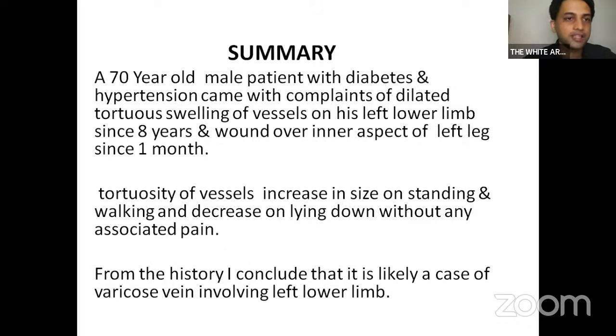And even sometimes long standing occupational exposure can also be considered as a secondary etiology. So these are the etiological causes.